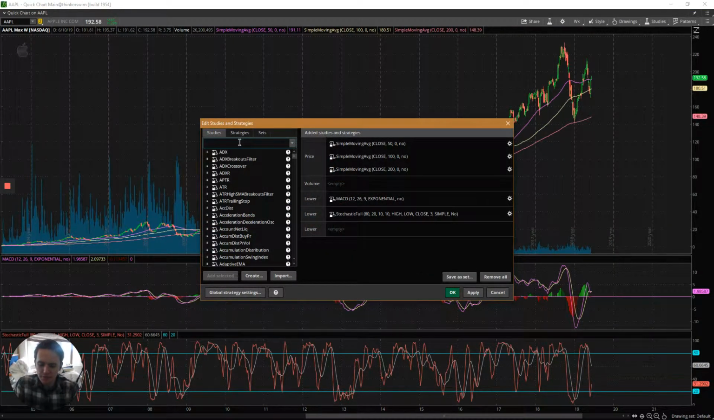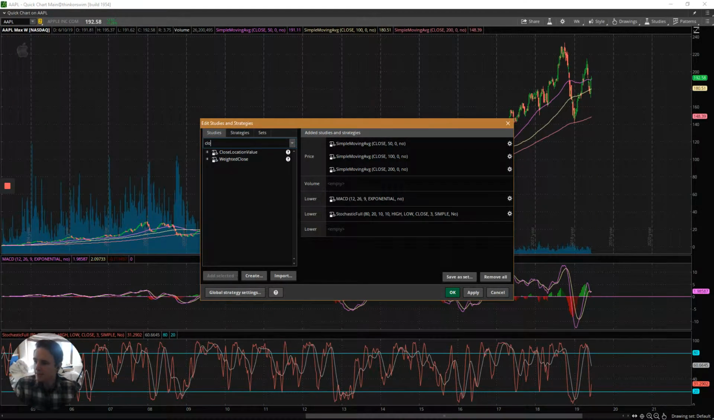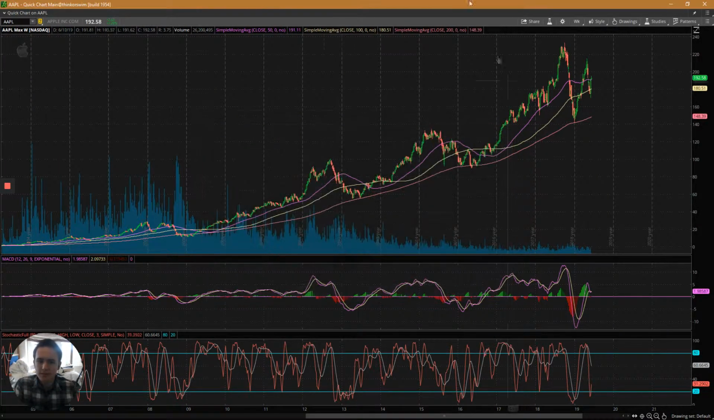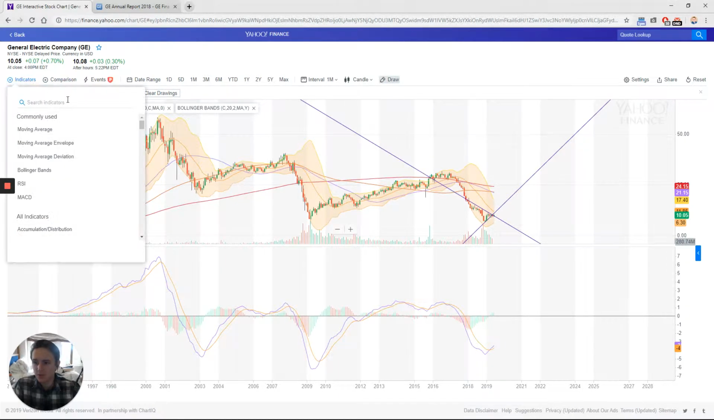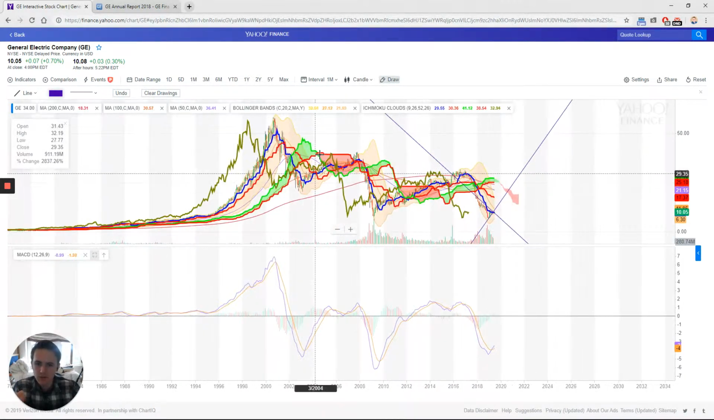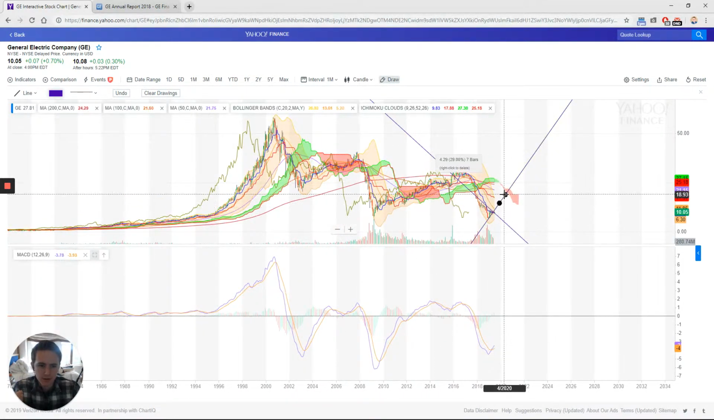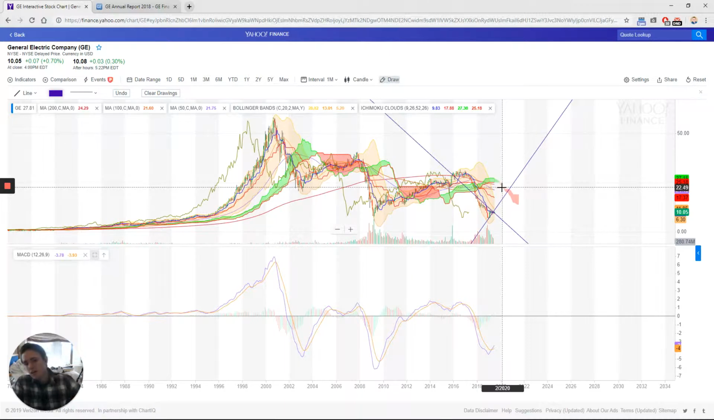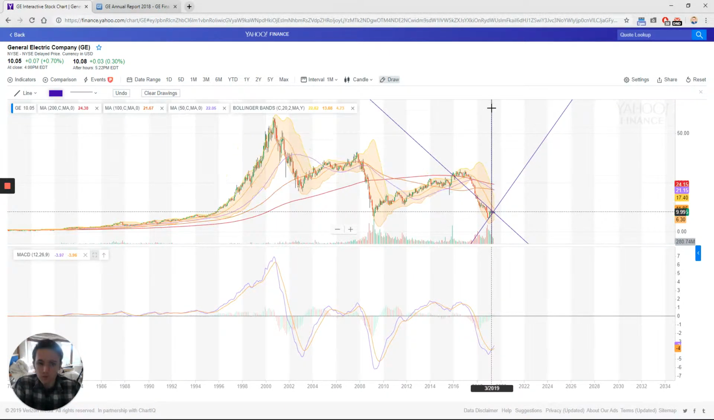Maybe I want to add something really weird, like the Ichimoku clouds, which apparently they don't have. It's really weird. Sometimes Yahoo Finance has some weird stuff. Ichimoku clouds are cool. There's so many things you can add as indicators, which is so cool, because you see historically when it was red, it went up. So we'll see if that historically follows through.